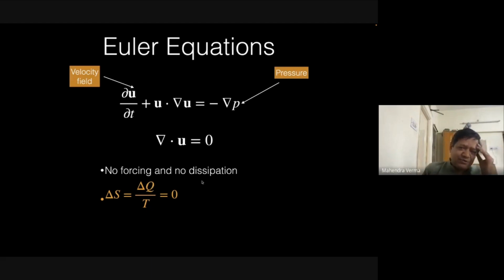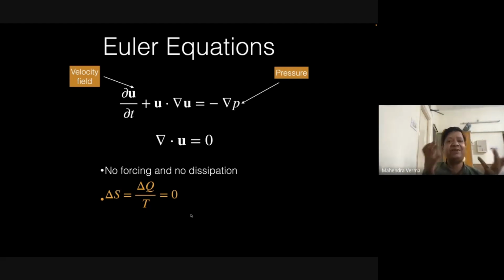Since there is no dissipation, delta Q is 0. Whatever T may be, delta S is 0. So there is no change in entropy. That means there is no change in order. Entropy is supposed to be a measure of order, so order does not change for this system. Now that looks fine. If it's in equilibrium, then entropy will not change. But I'm going to show you that the system shows variable change in order at different times, even in 3D and 2D. So this thing is certainly not true.